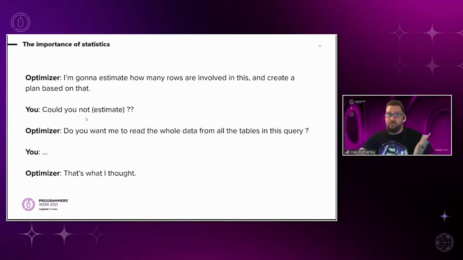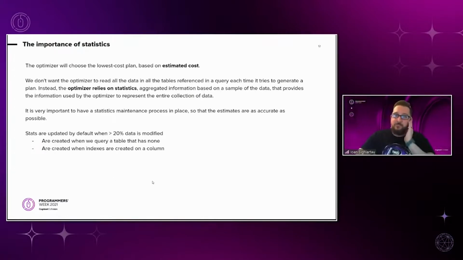You say, could you not estimate? But the optimizer replies, do you want me to read the whole data from all the tables in this query? At this point, usually you don't have a comeback. And in the end, the optimizer usually replies with an arrogant line like, that's what I thought. So the optimizer will choose the lowest cost plan based on an estimated cost. And that is fine because we don't want the optimizer to read all the data from all the tables referenced in the query each time it tries to generate a plan.